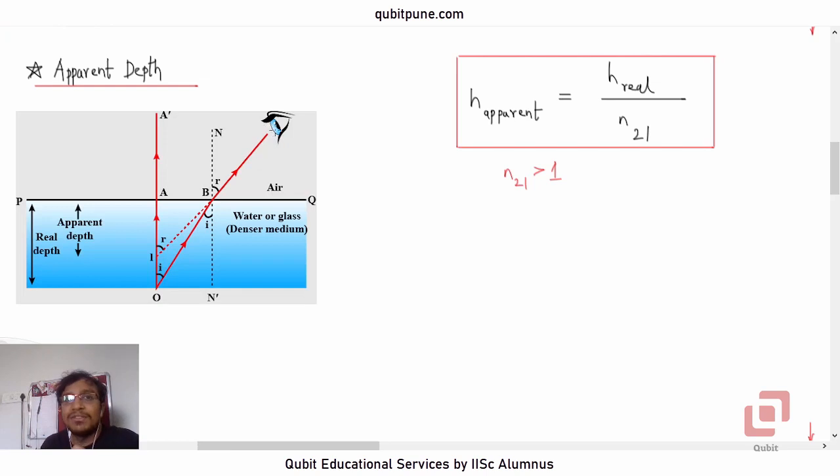Our eyes always perceive light to be traveling in a straight line, and this is also evident in phenomena like earlier sunrise and delayed sunset. Okay, all right. So that's apparent depth.